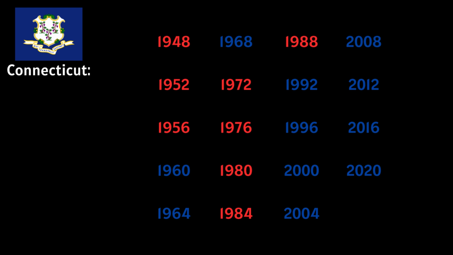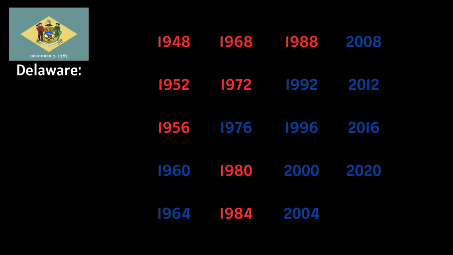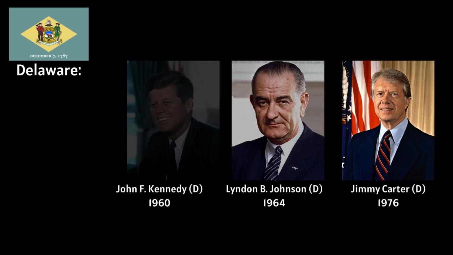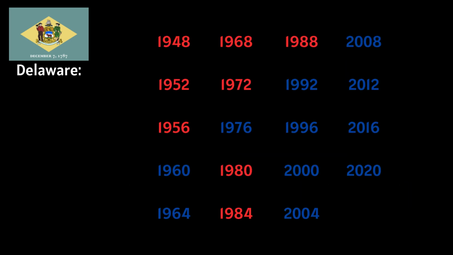Connecticut is another state that is historically split relatively evenly, having voted for a Republican 8 times and a Democrat 11 times. Connecticut has voted blue every year since 1992. Historically, Delaware has been a majority Republican, voting red in every election from 1948 to 1992, except for 1960, 1964, and 1976. Since 1992, however, Delaware has voted Democrat in every election.